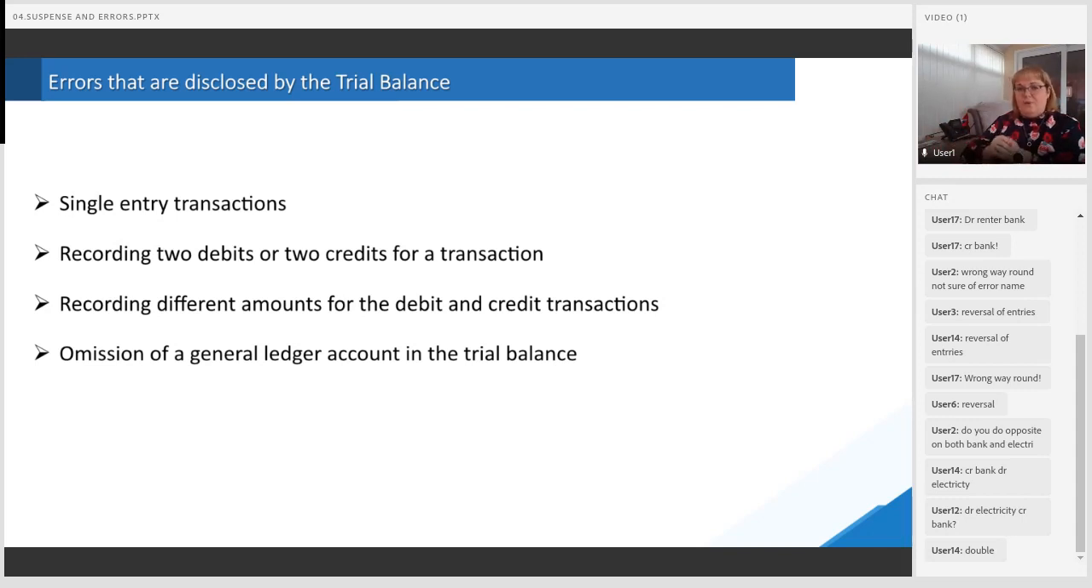And all four of those transactions, guys, are going to cause us a problem. Are going to have an impact on our trial balance. Our trial balance won't work. Our double entry is broken down. We'll need a suspense account. And that's where it gets a bit tricky.